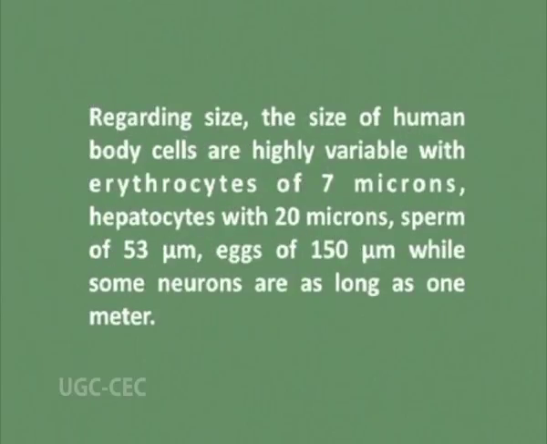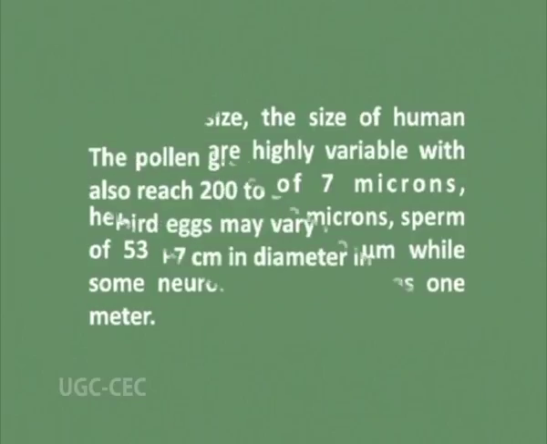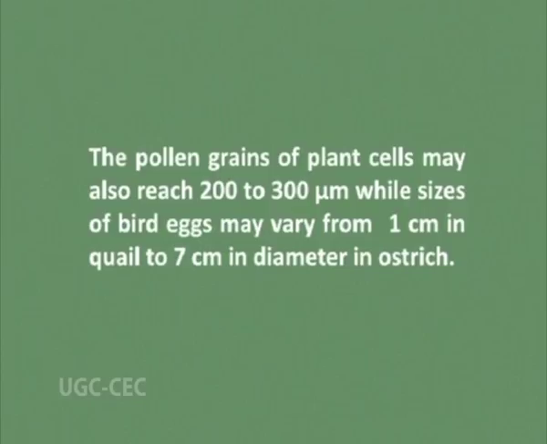Regarding size, the size of human body cells are highly variable, with erythrocytes of 7 microns, hepatocytes with 20 microns, sperms of 53 micrometer, eggs of 150 micrometer, while some neurons are as long as 1 meter. The pollen grains of plant cells may also reach 200 to 300 micrometer, while sizes of bird eggs may vary from 1 cm in quail to 7 cm in diameter in ostrich.